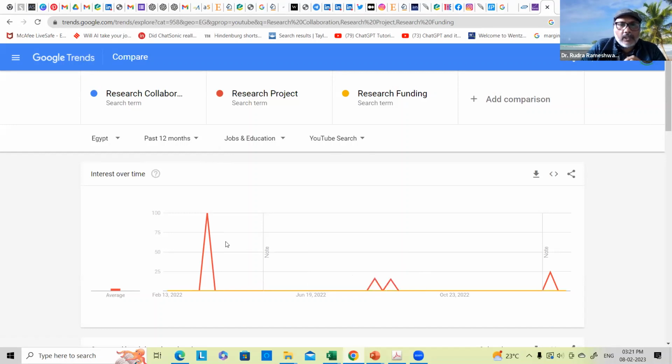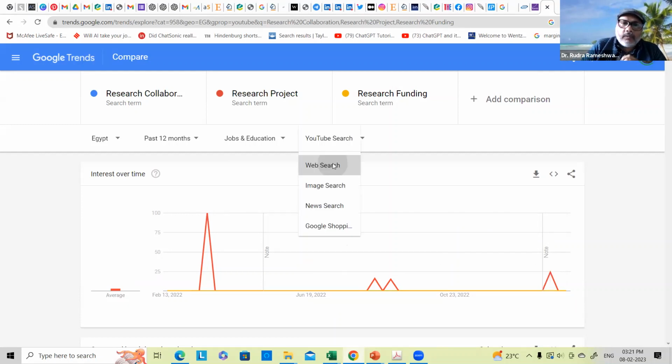So we'll see that in the past trend, it is very little. Here, if I show you, research projects were 100 but no collaboration, and research funding is 0. But here research projects were 16 but collaboration and funding were 0. Now today, we notice research projects 24 as far as research collaboration is concerned. I hope you have understood this point. So YouTube search is there.